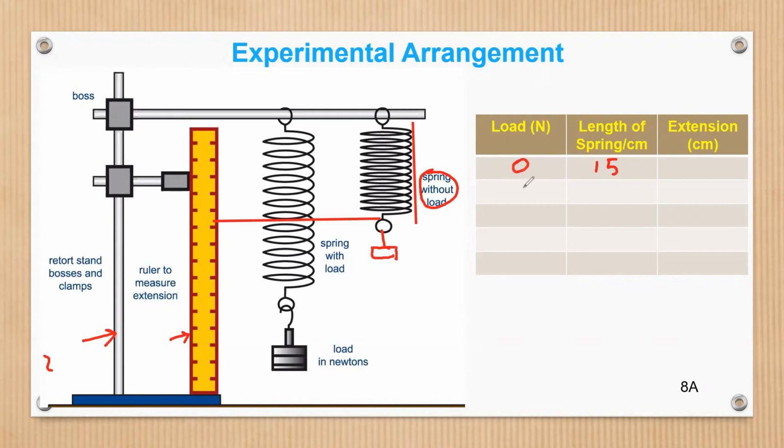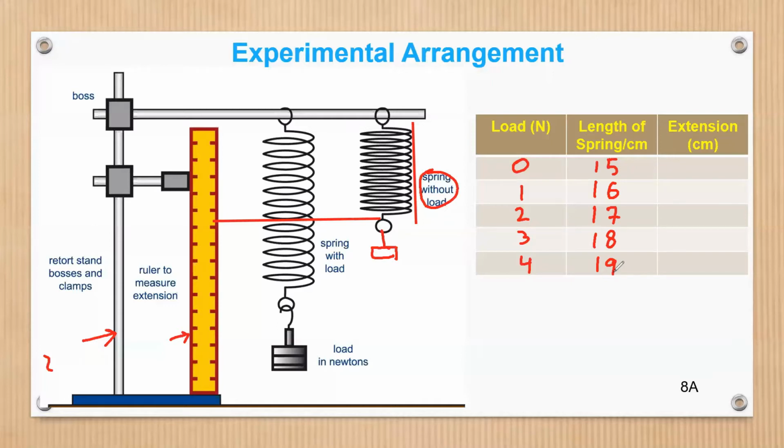Initially, we are going to start with 0, 1, 2, 3, and 4 newtons load. By attaching the load each time, the spring is going to extend. If by adding 1 newton, the length of the spring is 16 centimeters, and by adding 2 newtons, 17, 18, and 19 centimeters by adding 4 newtons, then we can calculate the extension of the spring.